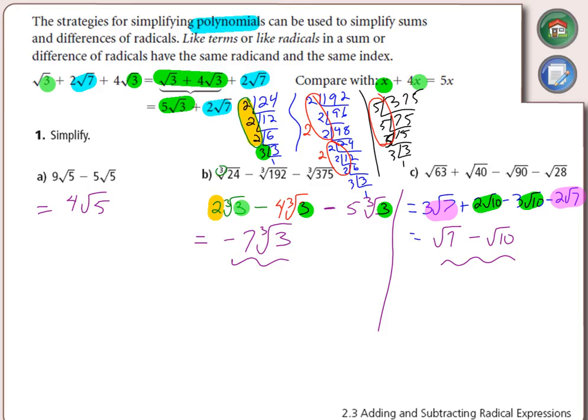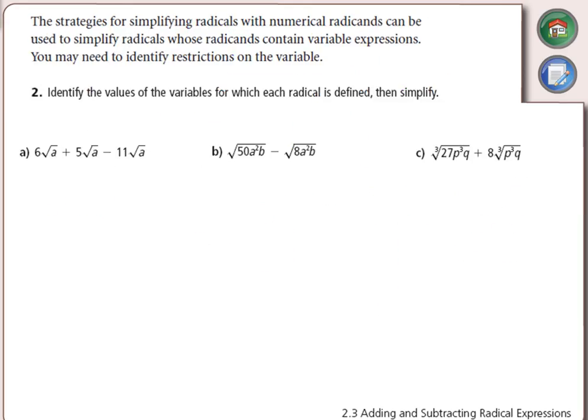Now simplifying with variables underneath the radicand, it's going to be the same. We just have to remember to use what we learned in 2.2 to be able to reduce them and look for maybe some absolute values sometimes. Maybe there's some restrictions that we have to watch out for. So let's look at the first one. All of them have the same radicand.